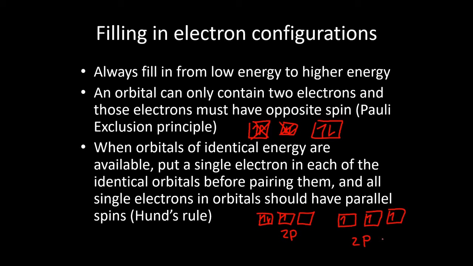Electrons like their space. They don't want to be paired up unless they have to be. And so if you can give the electrons their own individual orbitals inside of the subshell, you should do that. And not only that, they like to have the same spin. So you should put them all either spin up or spin down. It doesn't actually matter which direction, as long as they're all the same. I usually put them as spin up just because I'm a positive person, I guess.